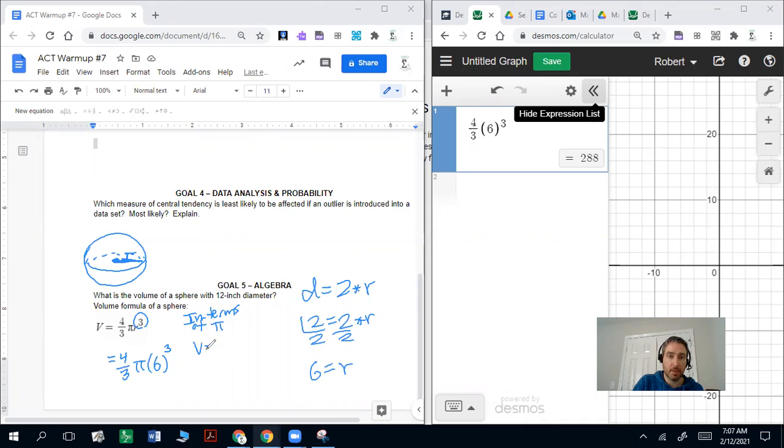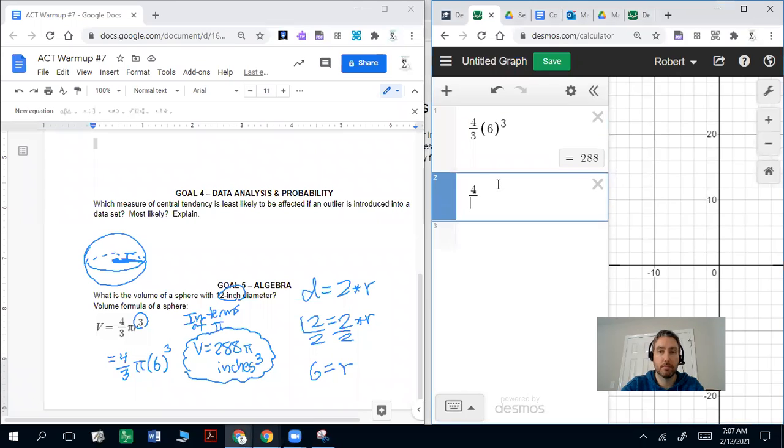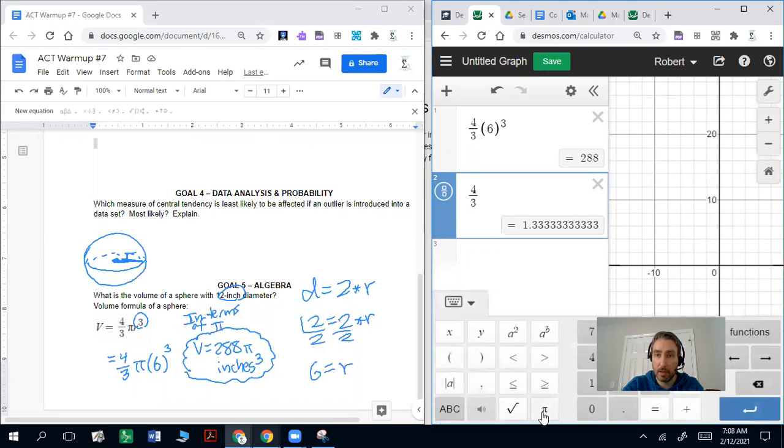So that volume is going to be 288 pi, and then since the unit's in inches, you'd say inches cubed. So that's the way to do it without the decimal. If you want to do it with the decimal, you just throw the pi in. So you can get pi a couple ways. You can go down to here and click the pi button. Make sure you put it after your fraction. Or you can type pi.